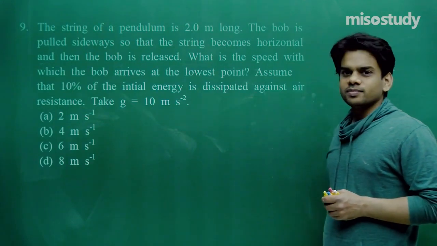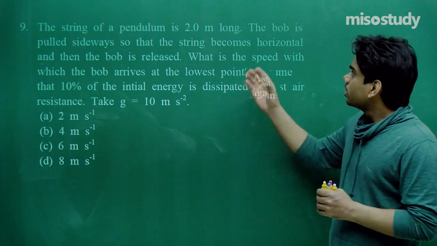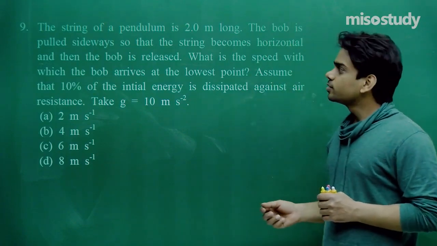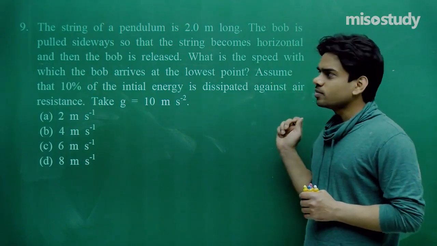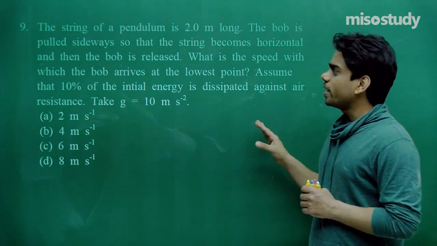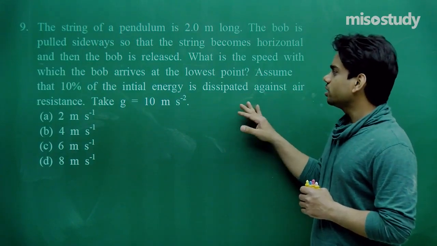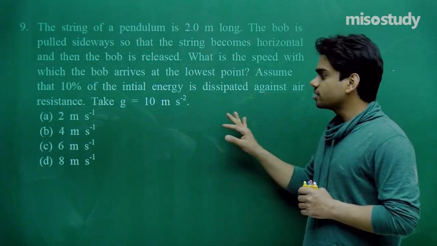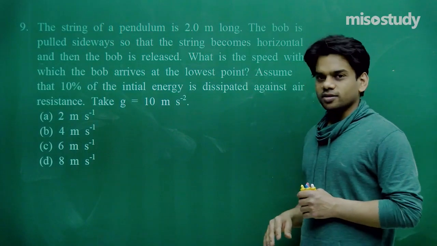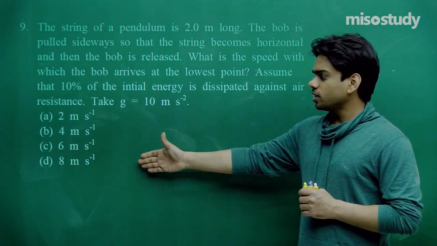Question number 9. The string of a pendulum is 2 meters long. The bob is pulled sideways so that the string becomes horizontal, and then the bob is released. What is the speed with which the bob arrives at the lowest point? Assume that 10% of the initial energy is dissipated against air resistance. Take g equals 10 meter per square second. A 2 meter per second, B 4 meter per second, C 6 meter per second, and D 8 meter per second.